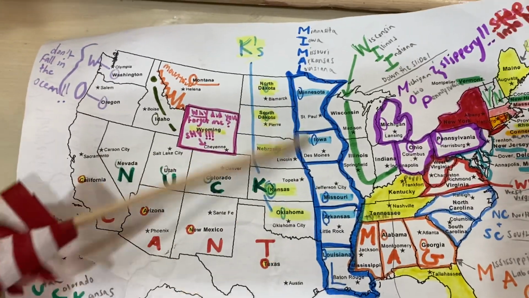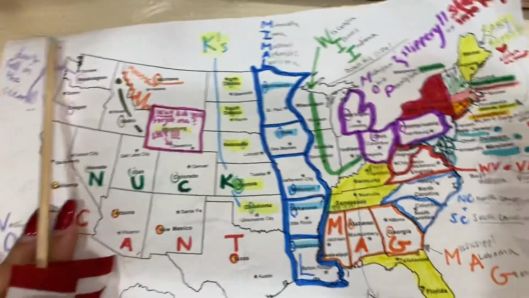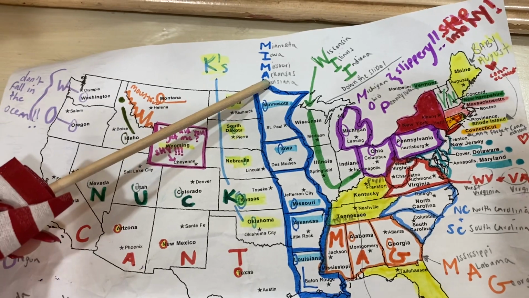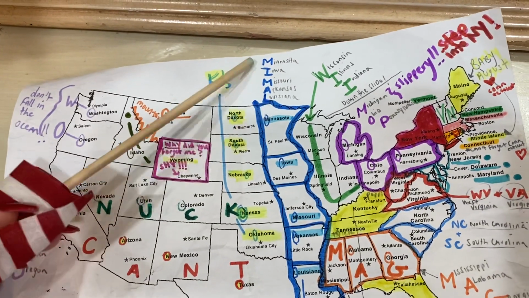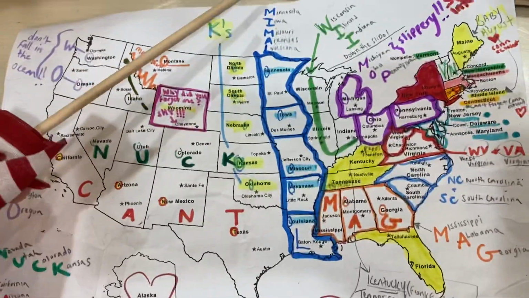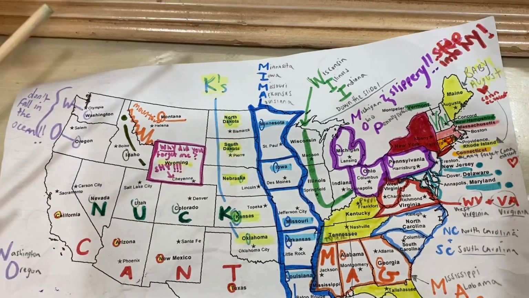Okay, now we're going to go to the middle. This is the middle. This is like the Midwest. So we're going to write MIMAL instead of middle, M-I-M-A-L, right on the top. You can write that right next to the Ks, on the top of your paper, on your desk. MIMAL, M-I-M-A-L. And then fill it out.